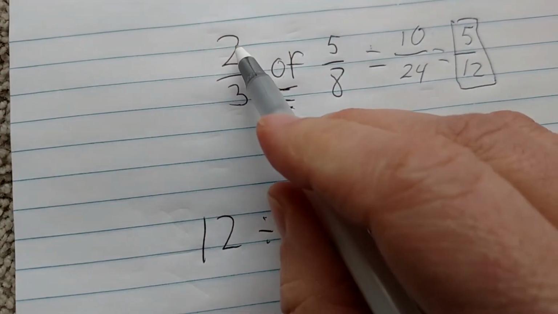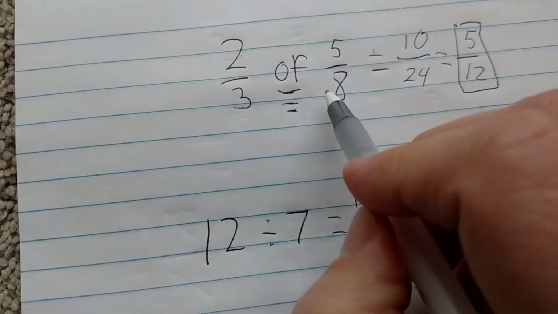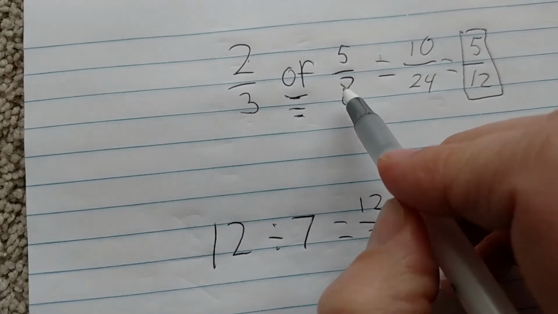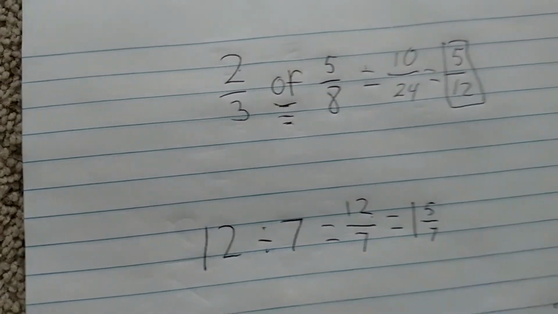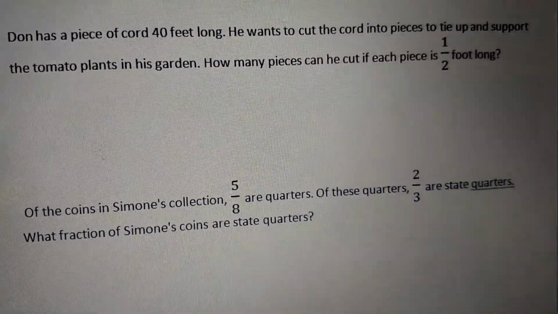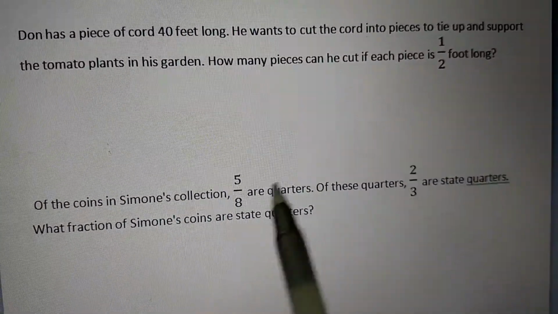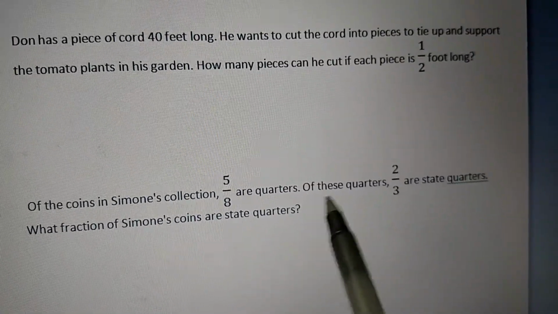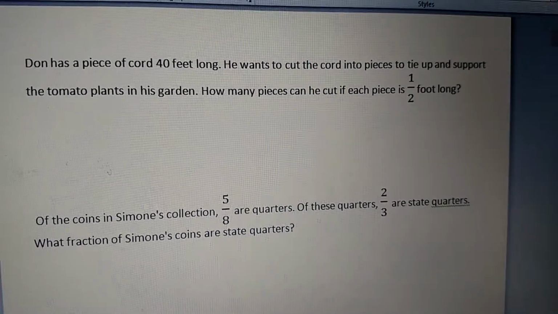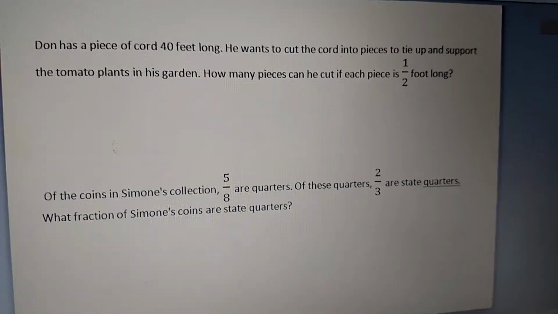If you saw, I could have done 2 and 8. That's one numerator, one denominator. I could have simplified those into 1/4, which would give us 5/12 as well. So that's why we multiplied there, because we have 2/3 of 5/8. Whenever you have the word of with a fraction, it's multiplication. So we have 2/3 of those 5/8.